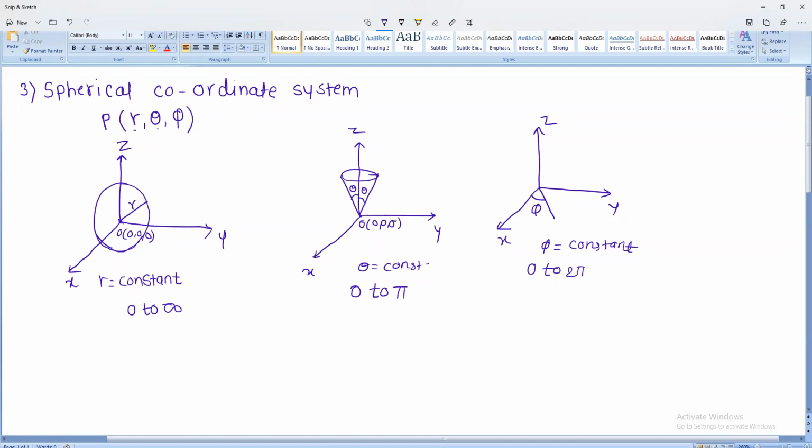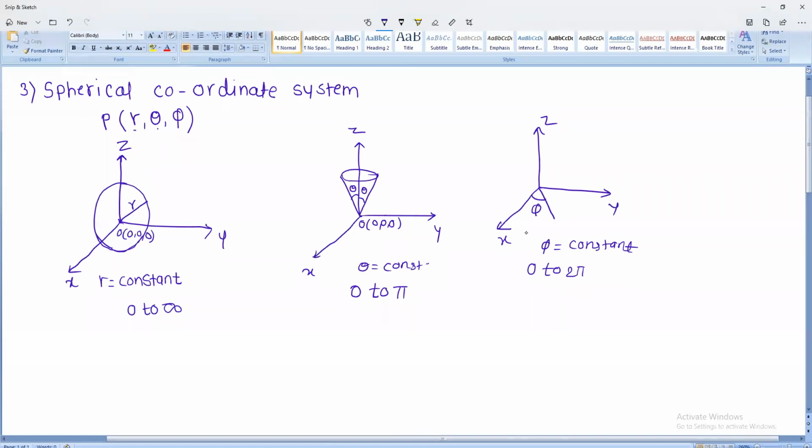Then the second coordinate is theta. Theta is the angle with the positive z-axis. It is to the right side also and to the left side also. And this angle varies from 0 to pi. Remember this point. And the third coordinate is phi.